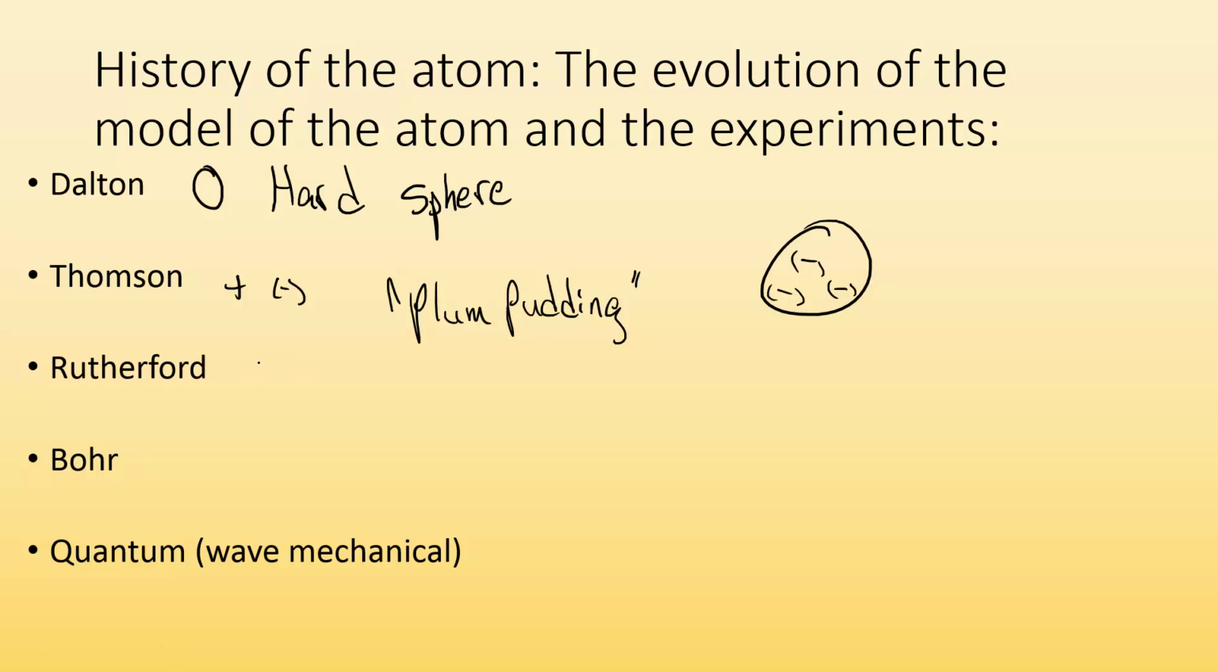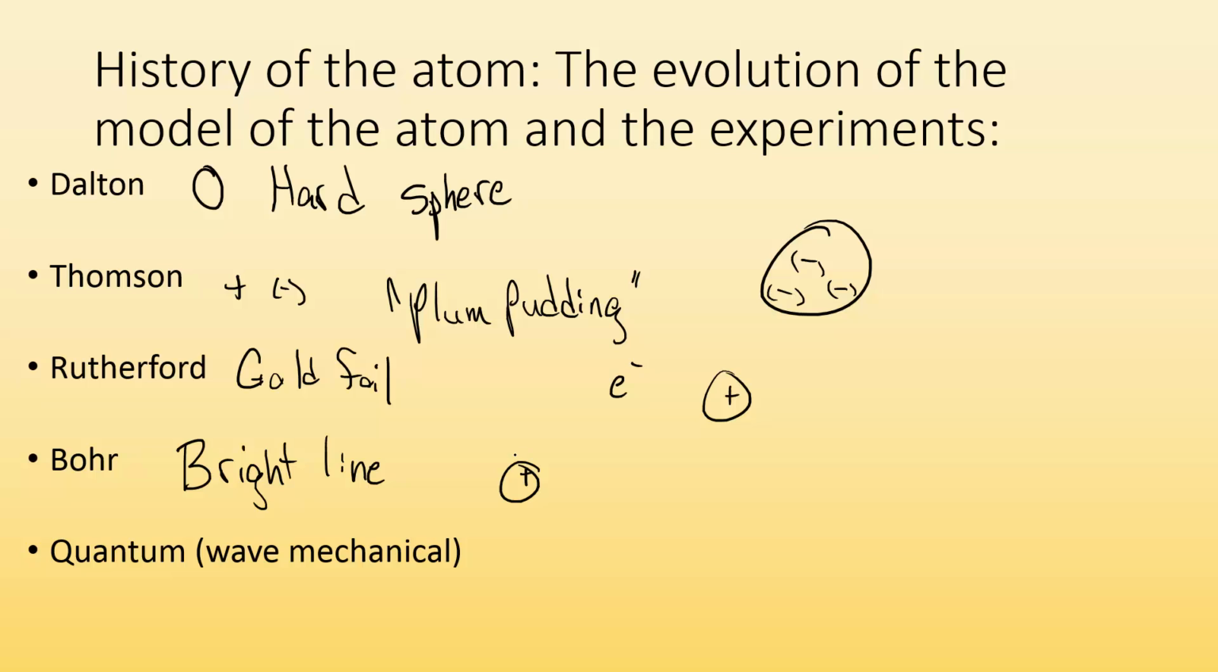Rutherford came along, did the gold foil experiment, and in the gold foil experiment they determined that most of the atom was actually empty space. You had this positive, small but dense nucleus, and then you had the electrons somewhere on the outside. Now Bohr came along and saw the bright line spectra, and figured out that, well, these electrons aren't just all willy-nilly outside of the nucleus, that they are in distinct energy states. So we have a small positive nucleus, which is the same, but we have these energy levels. So that was Bohr's major contribution, is that there is energy levels.